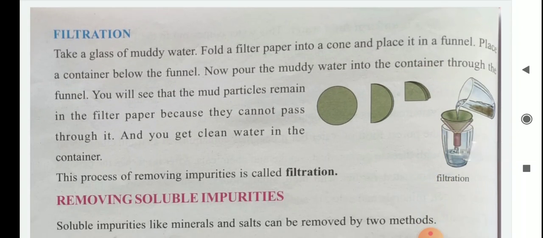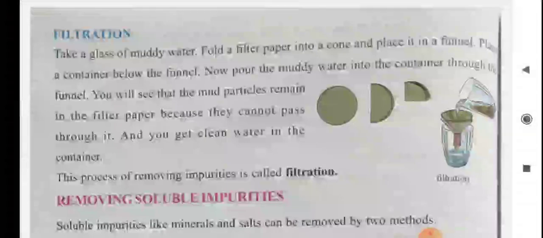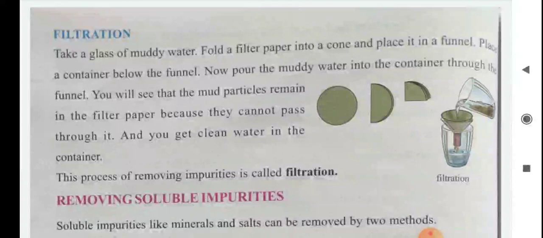Then filtration. Take a glass of muddy water, fold a filter paper into a cone and place it in a funnel. Place a container below the funnel. Now pour the muddy water through the funnel. We will see that the mud particles remain in the filter paper because they cannot pass through it, and we get clean water in the container. So this process of removing impurities is called filtration.